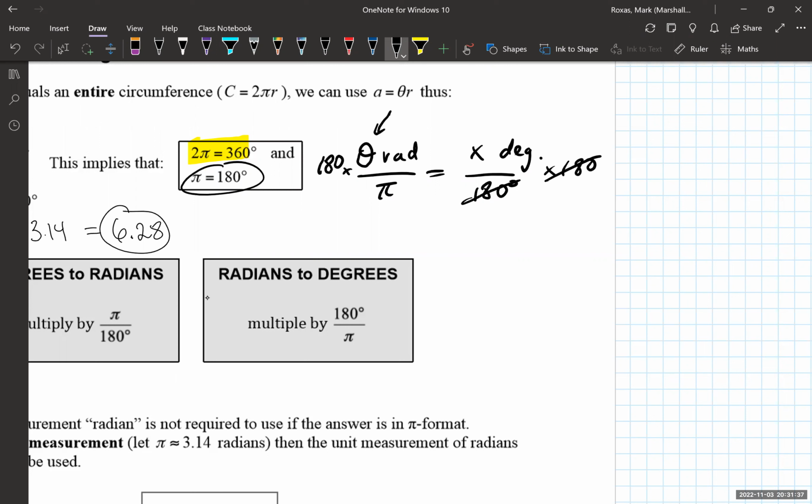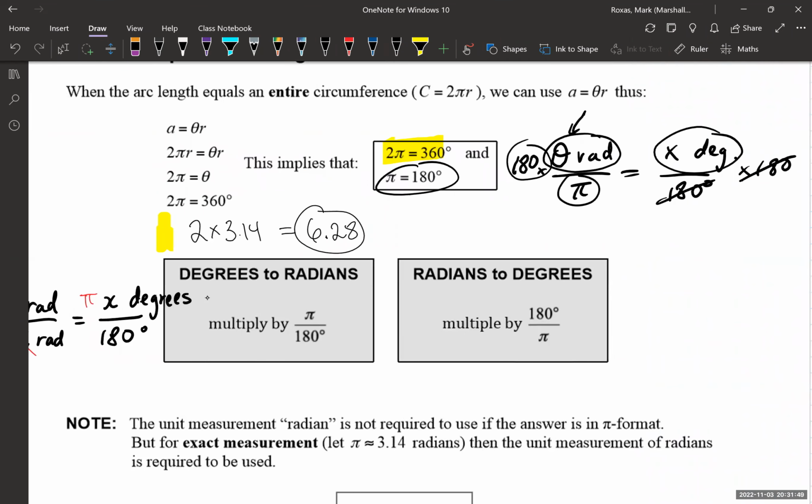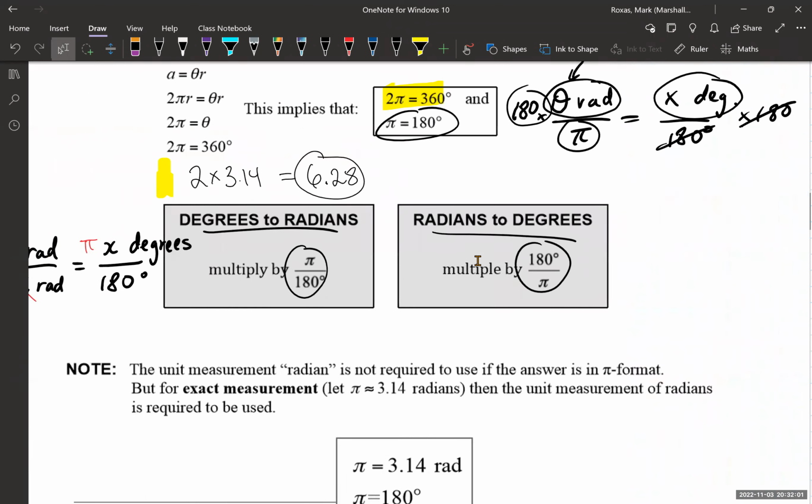Okay, so then if I took 180 divided by pi, which is exactly what I have here, 180 divided by pi times the number of radians I want to convert, I'll get the number in degrees. So these are just two quick conversion factors that will help you convert from degrees to radians and radians to degrees. Multiply by pi over 180 to convert from degrees to radians, and then multiply by 180 over pi to convert that radian number to degrees.